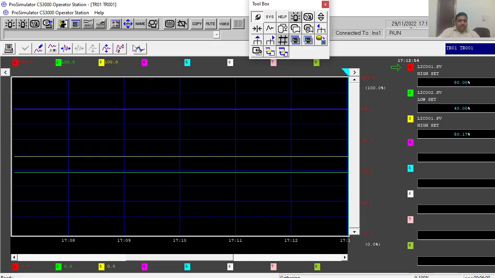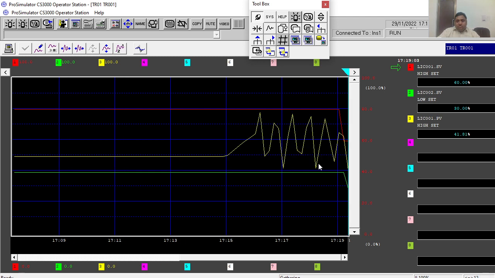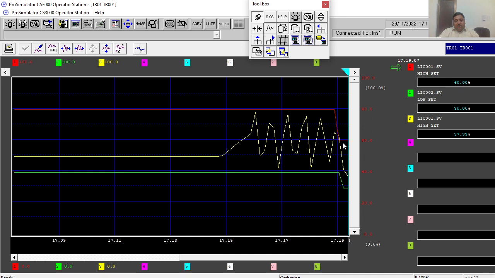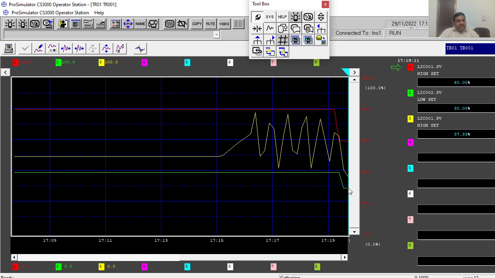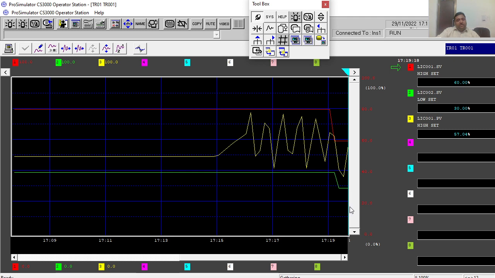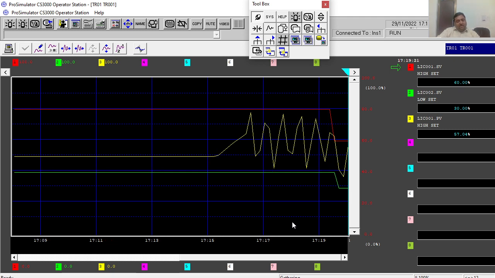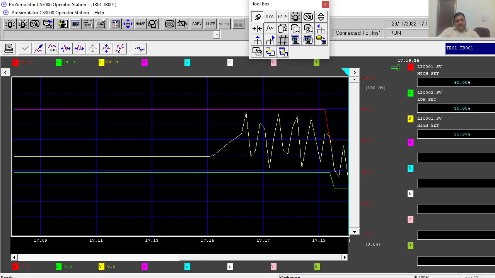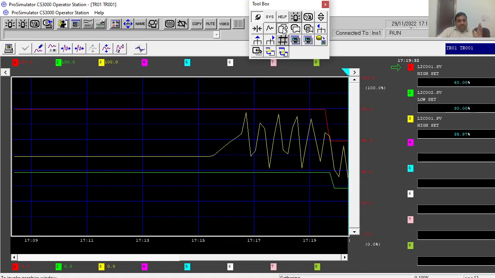Okay, in the trend window, if you now see, the set points are updated. Now the high set point is 60 and the low set point is 30. My present process value now fluctuates between 60 and 30. This is how the set point is going to affect it. And this is the kind of different slow controllers we can say. And this is the graphic window.